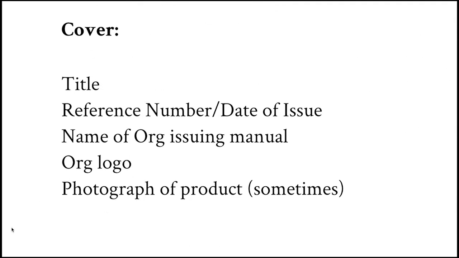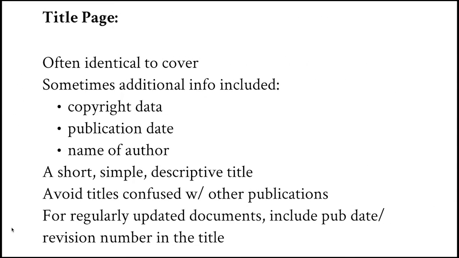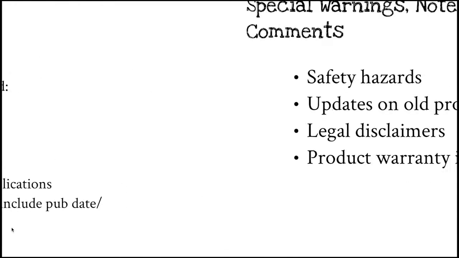The front matter, we're talking about front matter. Of course, the cover usually has the title of the document, obviously, the name of the organization issuing the manual. There's usually an organization logo on there, and there sometimes is a photograph of the product. Right. A title page will cover various data. Usually has a lot to do with copyright. Usually some sort of descriptive title, things like that.